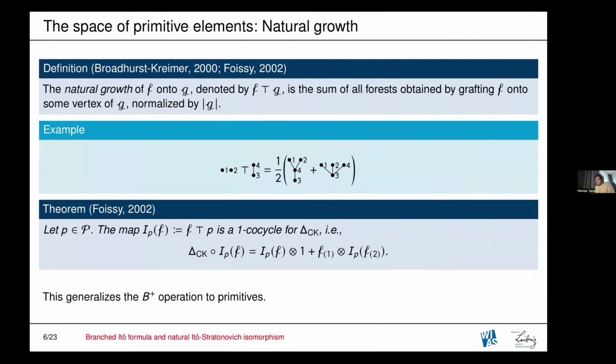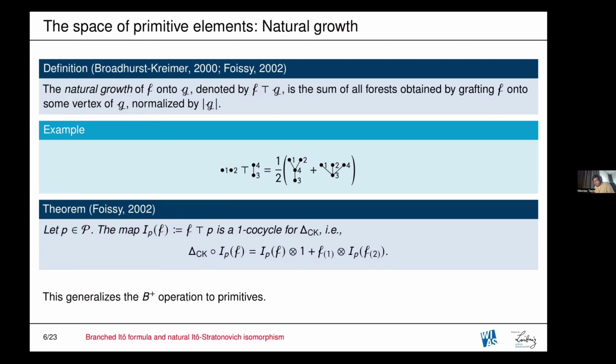Which is defined as grafting the forest F onto every node of G simultaneously. So this is not the Pre-Lie grafting that you might have seen before, but it really grafts everything onto a single node. It doesn't graft different connected components of your forest into different nodes.